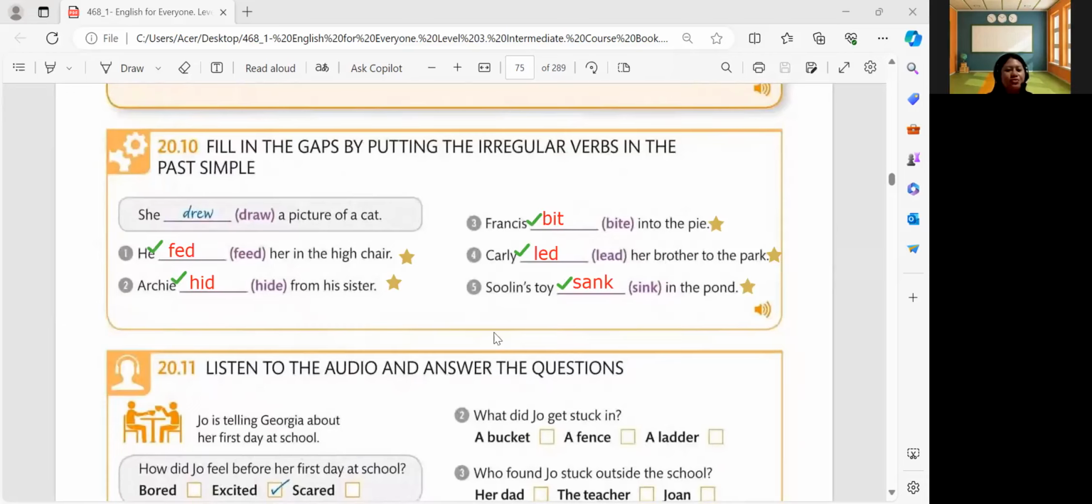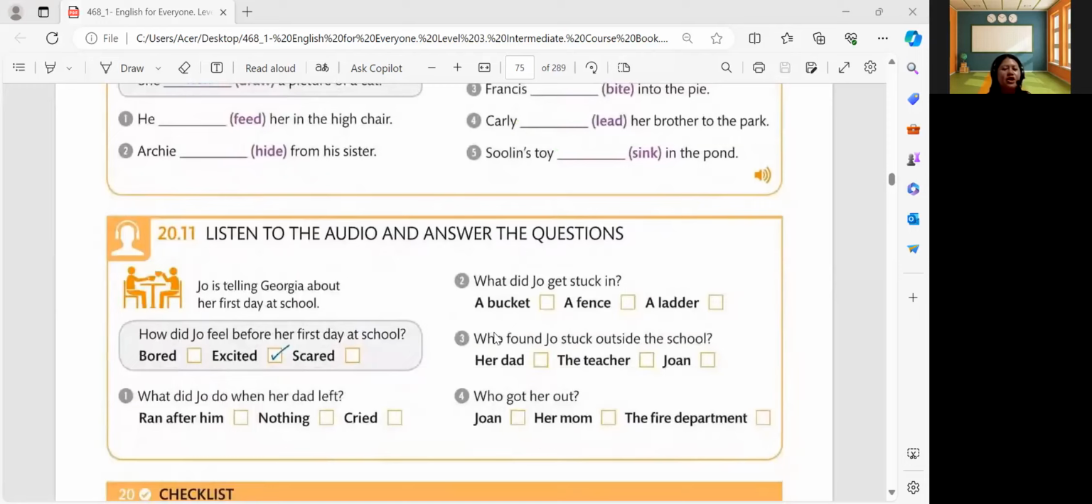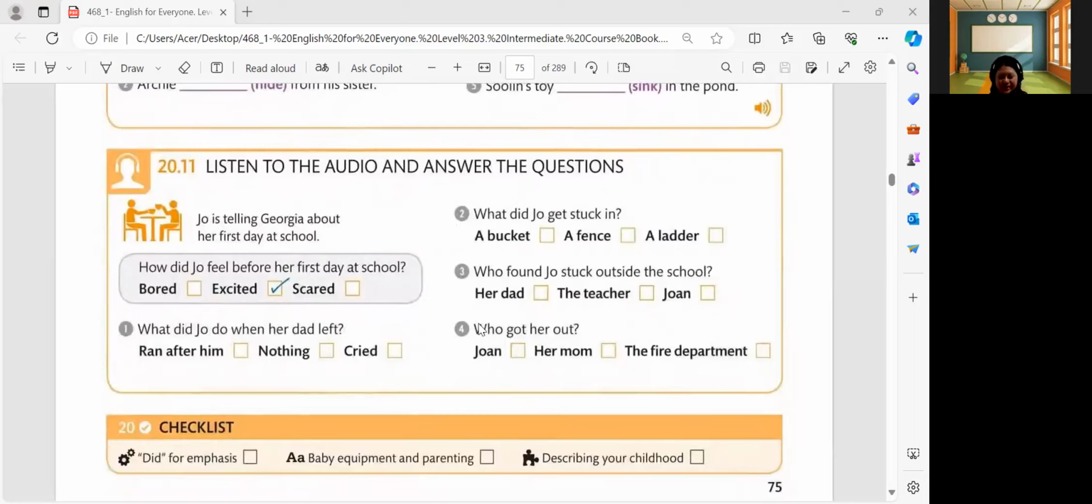Now let's proceed to 20.11. This time you're going to listen to the audio, and after listening, you're going to answer the different questions from 1 to 4. Are you ready to listen? Yes. Okay, very good. By the way, let's check if you can hear the audio. Georgia, can you hear that one? Yes. Okay, so I will play it again.